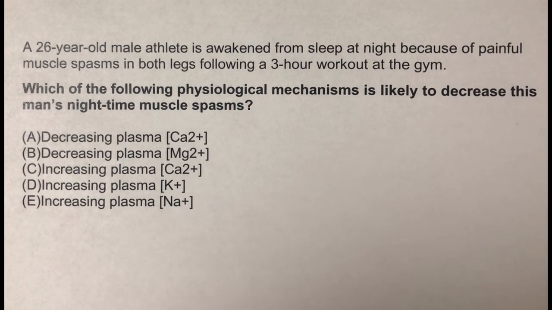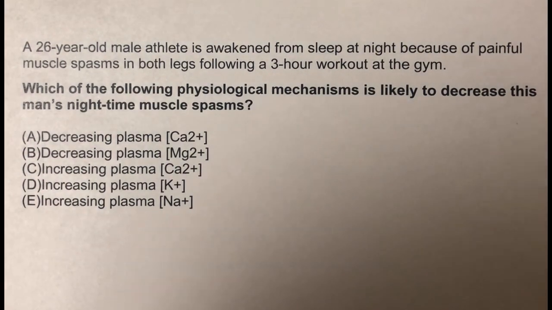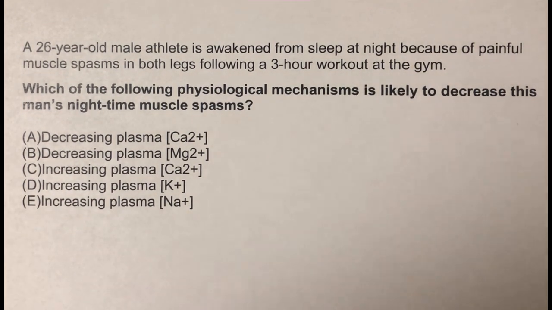Dissect the Question. A 26-year-old male athlete is awakened from sleep at night because of painful muscle spasms in both legs following a 3-hour workout at the gym. Which of the following physiological mechanisms is likely to decrease this man's nighttime muscle spasms?